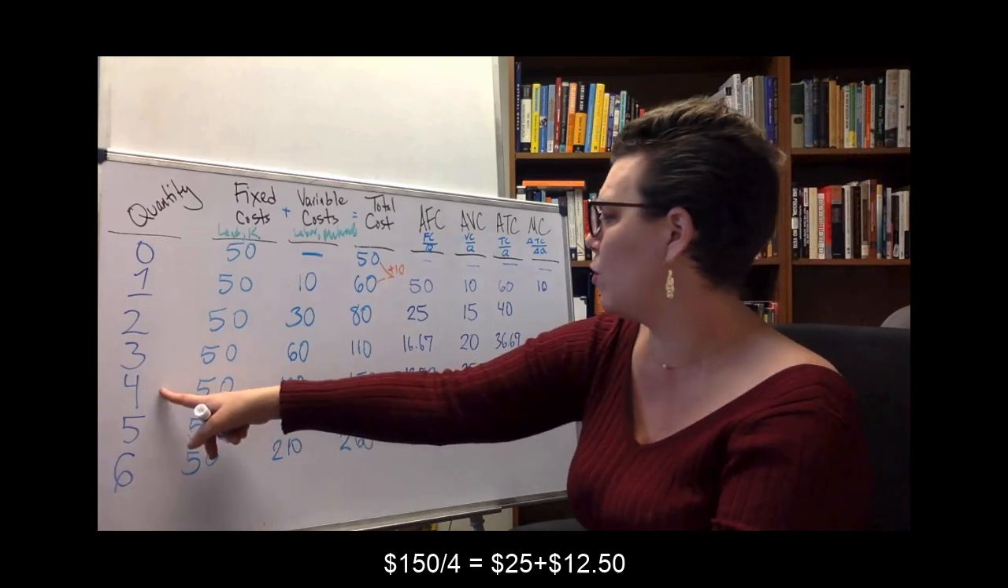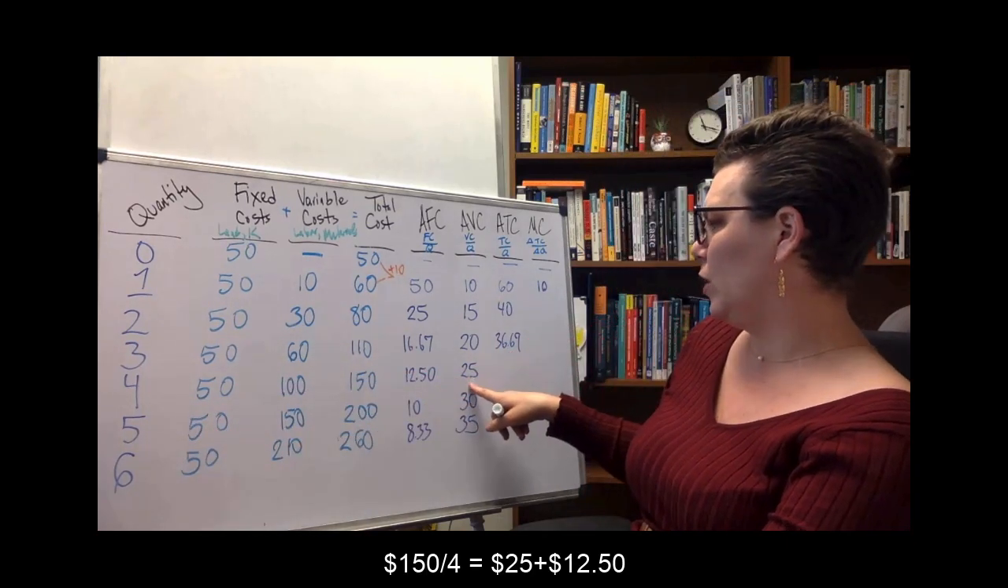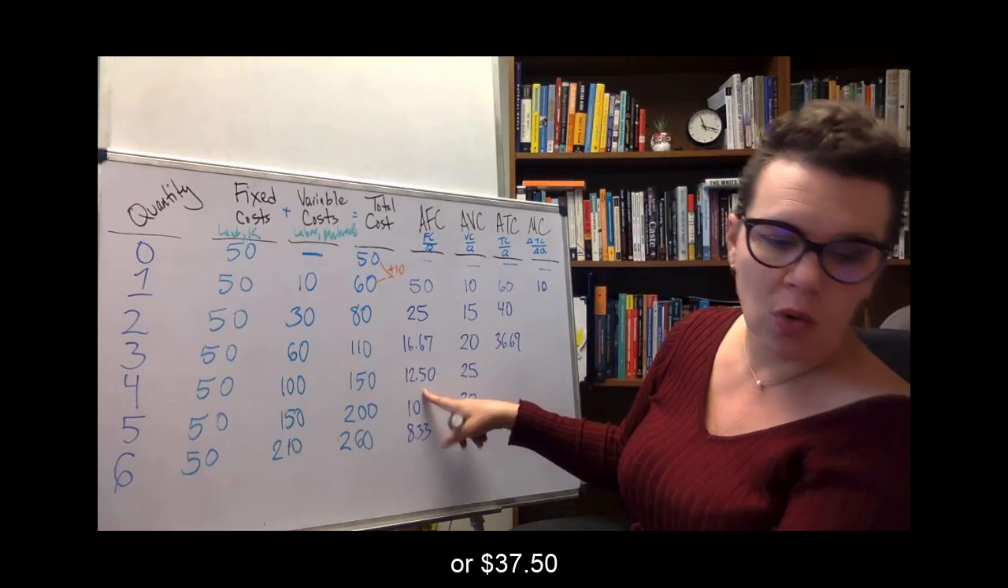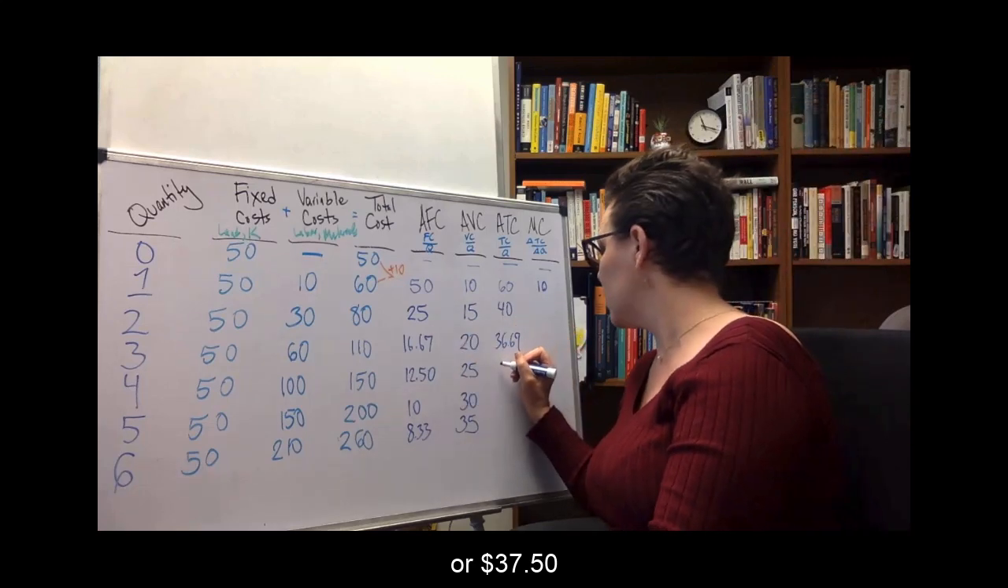150 divided by 4 is equal to 25 plus 12.50, or 37.50.